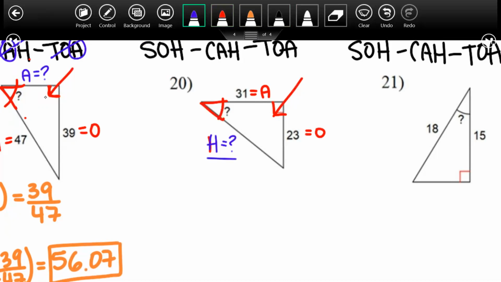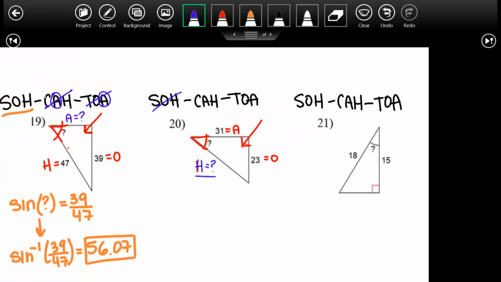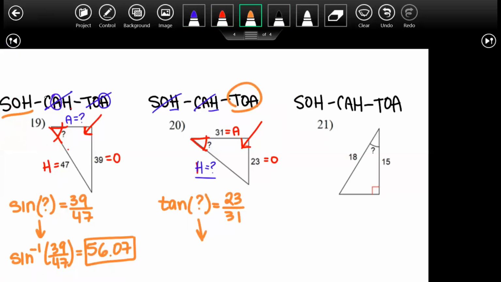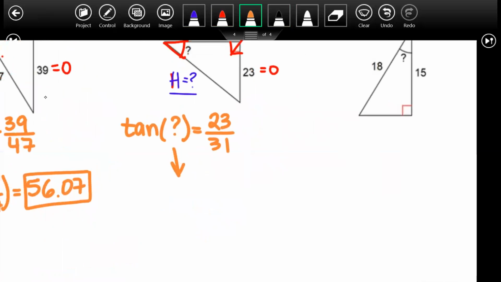Anything with H, we do what to it? H is here, H is there, we can cancel it out. What does that tell me I'm going to use? Tangent. Tangent of my angle. Do I have anything for the angle? So we're solving for it. Opposite over adjacent. Opposite is 23 over. What inverse are we going to use? Tangent inverse.